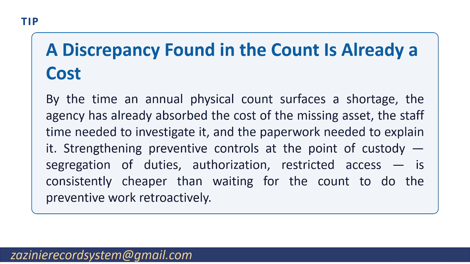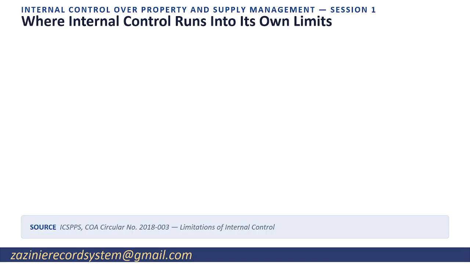In a bit more detail, the point being made here is about timing and cost, not just about being careful. By the time the annual count catches a shortage, the agency has already lost the asset, spent staff time investigating, and generated paperwork to explain it. Preventive controls are always cheaper because they act before any of those three costs are incurred. Next slide. Where internal control runs into its own limits.